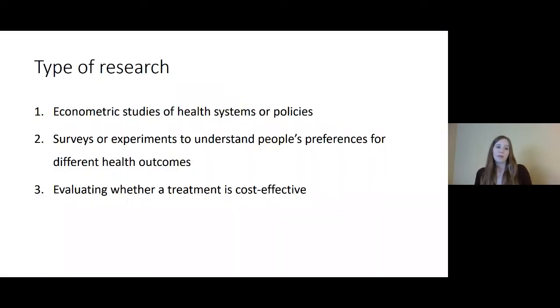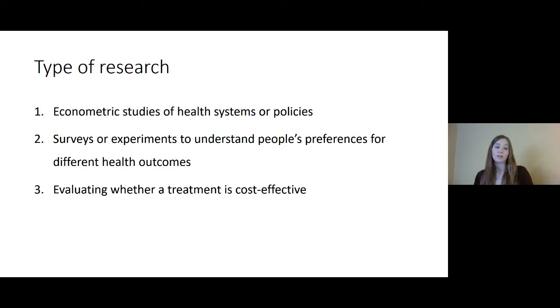And broadly, there are three types of health economics research study that you're likely to see. The first one is what we call econometric studies of health systems and policies. So what those are is statistical analyses using data sets that already exist to work out whether the health system is working the way it's meant to, work out what policies might improve it, and to see with those past policies whether those policies that have been implemented have worked.